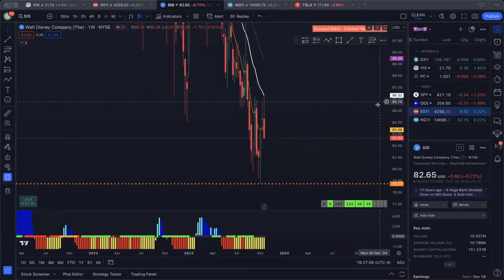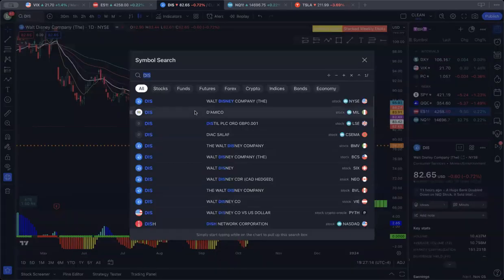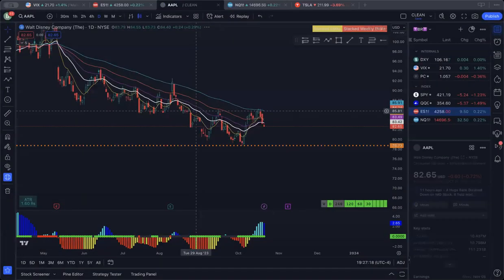What about the weekly? Yeah, this one just keeps making 52-week lows, so I wouldn't expect it to do anything different until the trend changes.